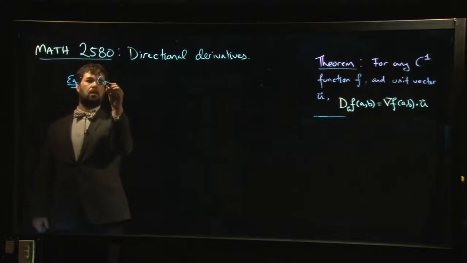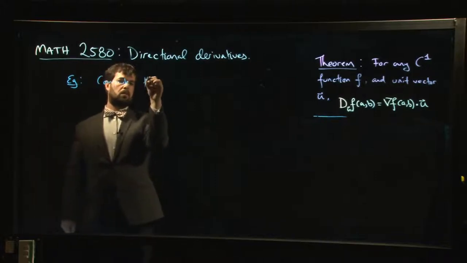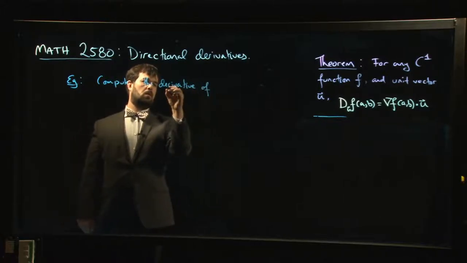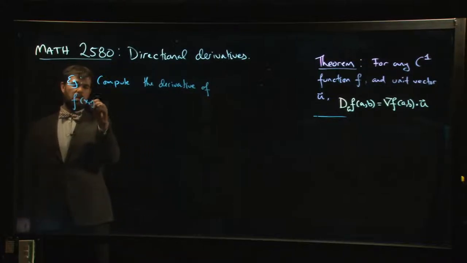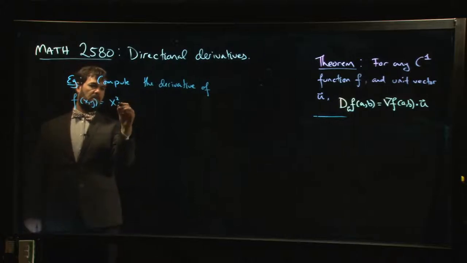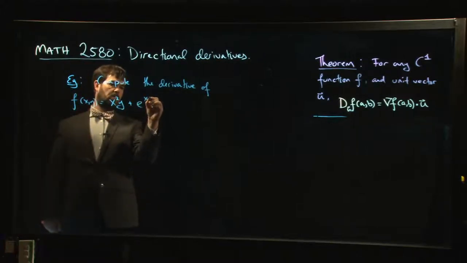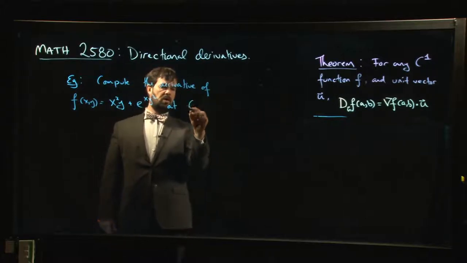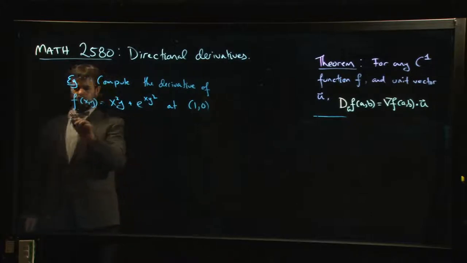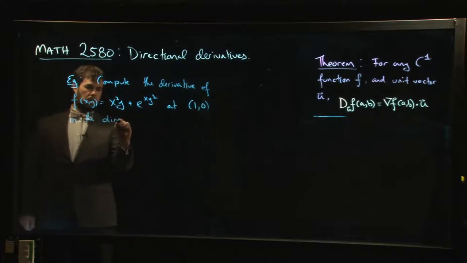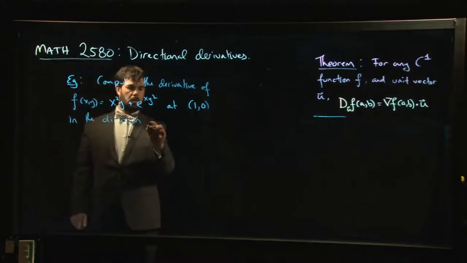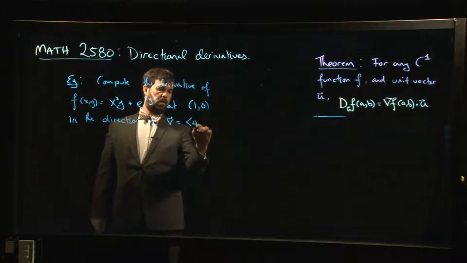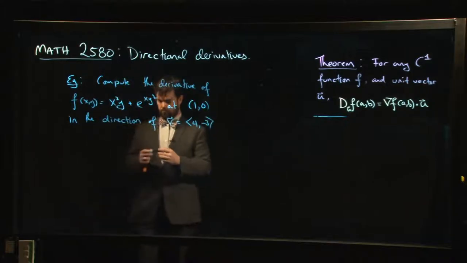So here's a basic one, okay? Compute the derivative of f of x, y equals, let's say, x squared y plus e to the x y squared. And let's do that at a point, let's say (1, 0), in the direction of, so let's do a vector. Let's do the vector (4, -3). Okay?